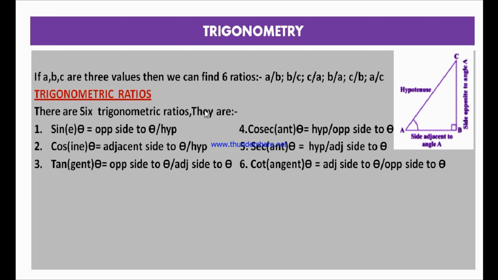These three are called trigonometrical ratios, and these three are called inverse trigonometrical ratios. You see, opposite side to theta by hypotenuse. The reciprocal of this is hypotenuse by opposite side to theta. This is cosecant theta. Next, the reciprocal to this is hypotenuse by adjacent side to theta. The name given to this is secant theta. The reciprocal to tan theta is adjacent side to theta by opposite side to theta. This is called cot theta.